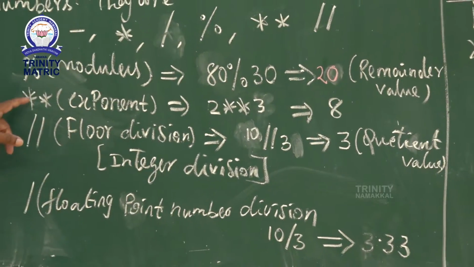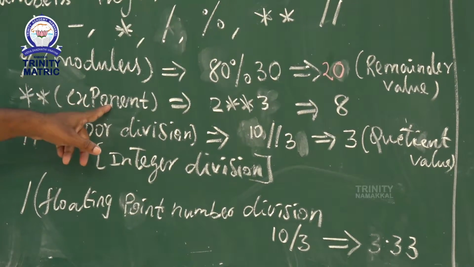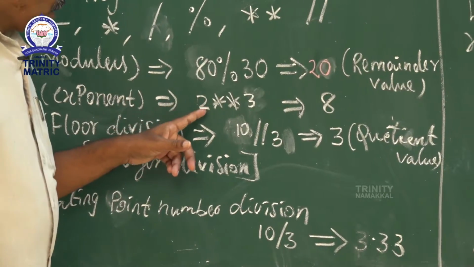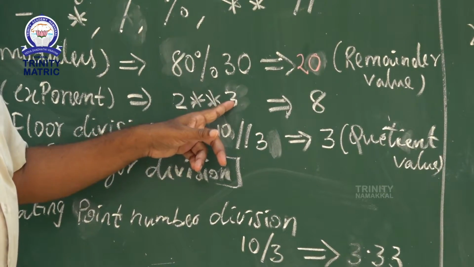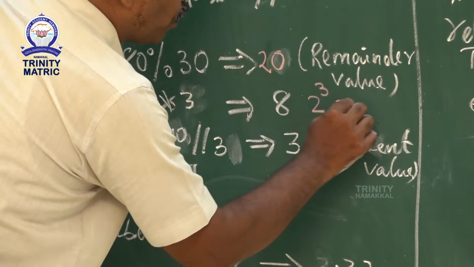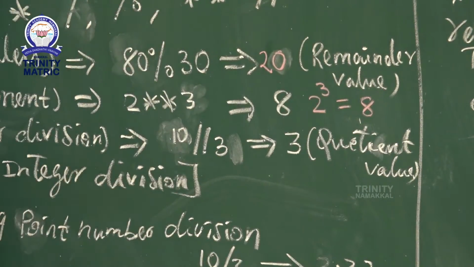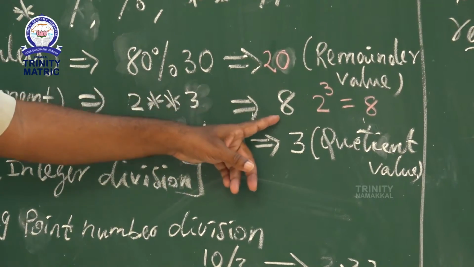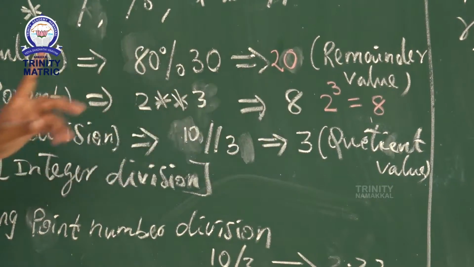Okay. Then double star. This is for exponent. 2 double star 3 means 2 power 3. What is the value of 2 power 3? 2 power 3 equals 8. 2 into 2 into 2 is 8. So it returned the value 8.